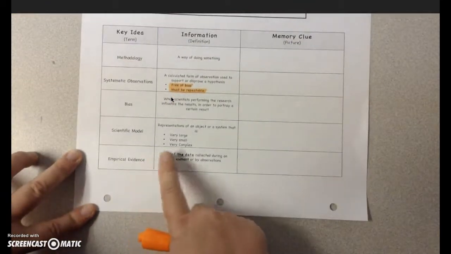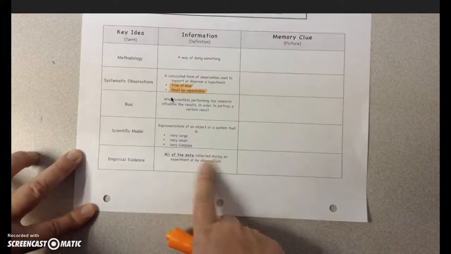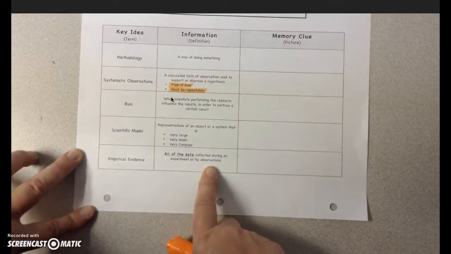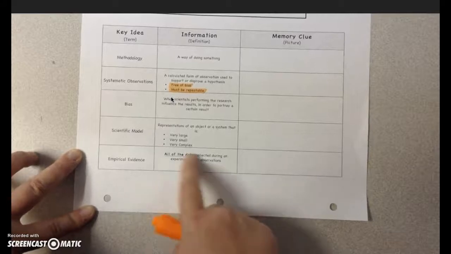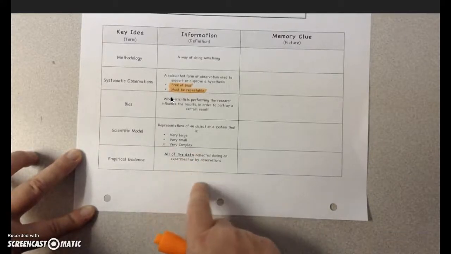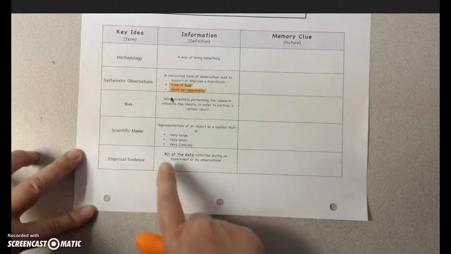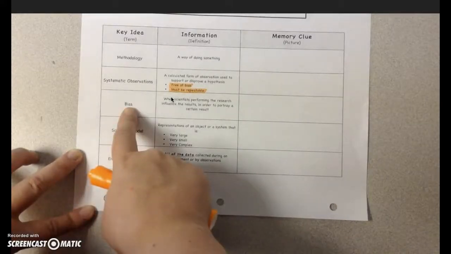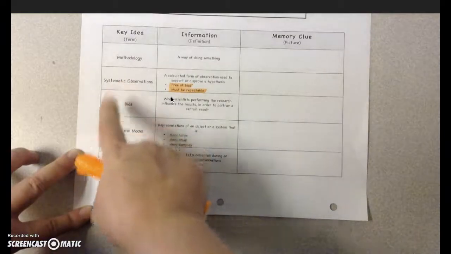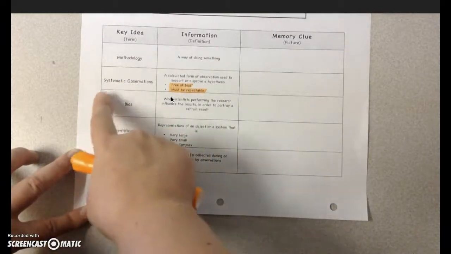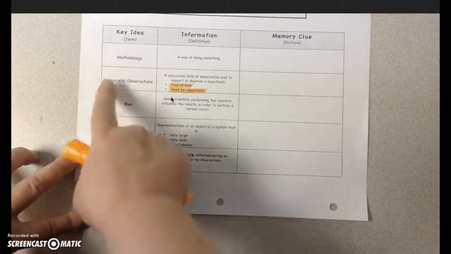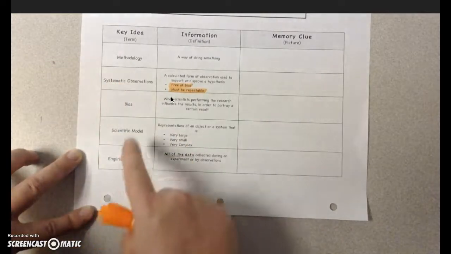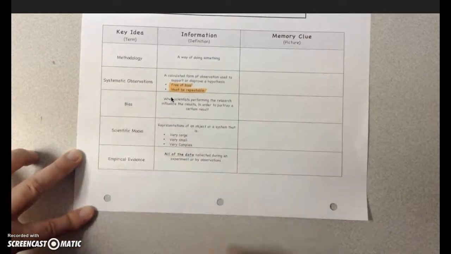Empirical evidence is the next one. It is all of the data collected during an experiment or by observations. So this would be all of the math, all the numbers, all the data tables, the graphs, all of that is called empirical evidence. And it needs to be unbiased. Okay? So systematic observation, empirical evidence. You get empirical evidence by doing systematic observations that are free of bias. Okay?